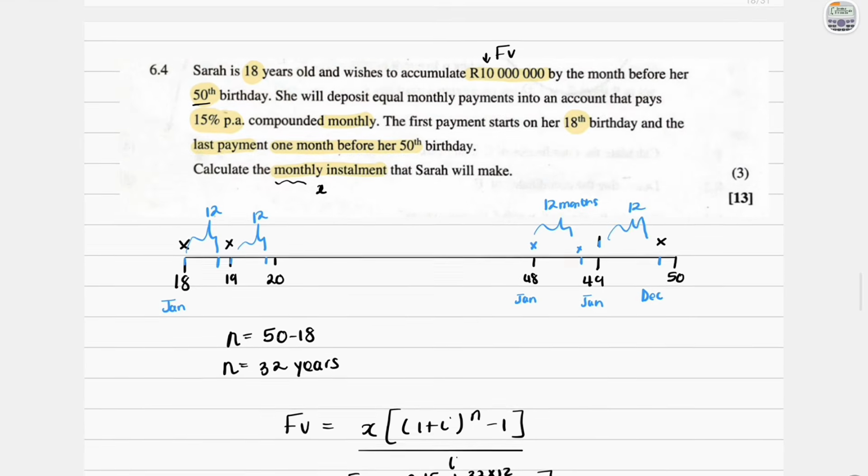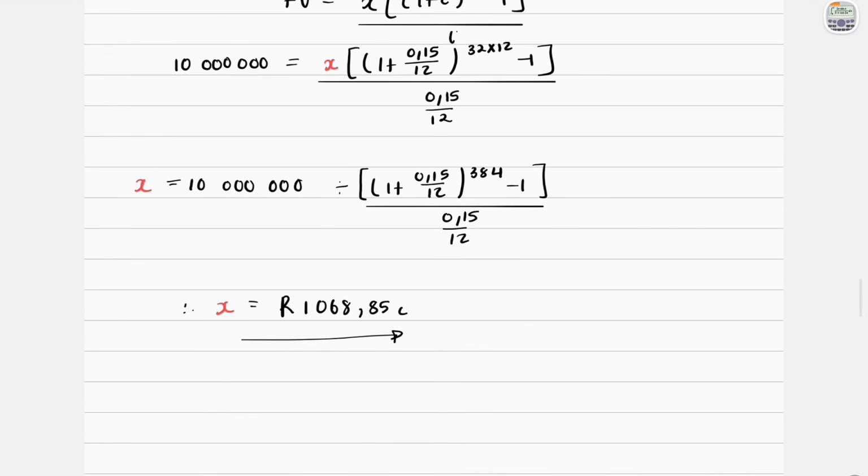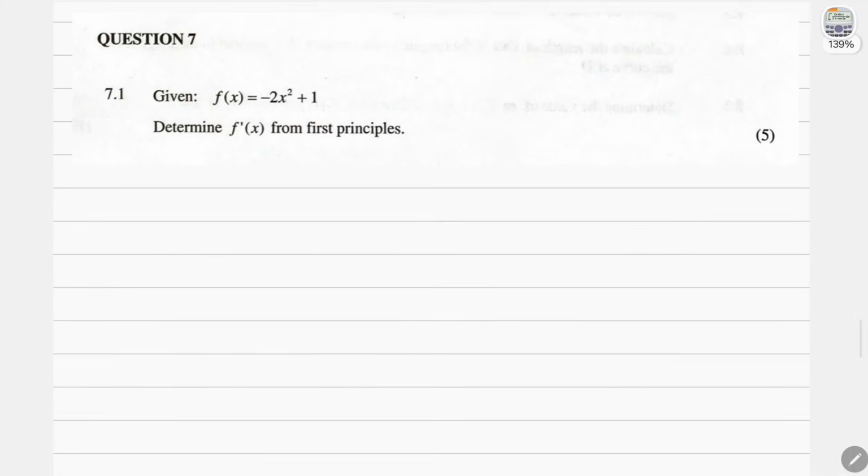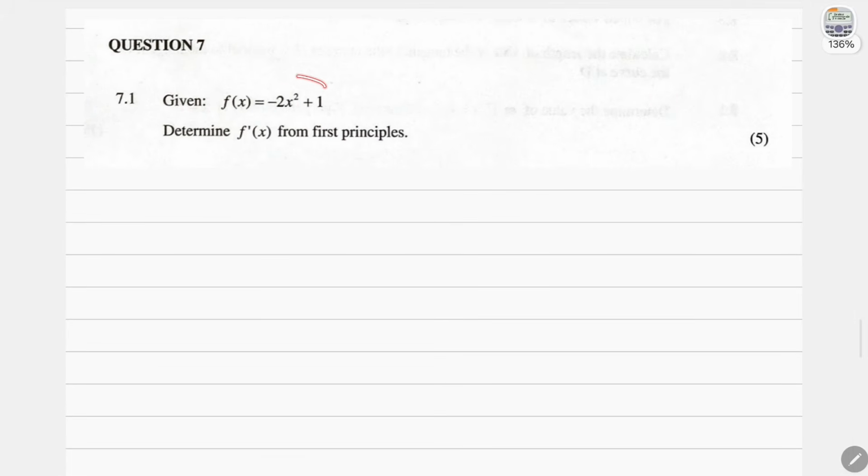And that is our answer, and that is the final question for question 6. Question 7.1 says, given f of x is equal to negative 2x squared plus 1, we need to determine f prime of x from first principles.